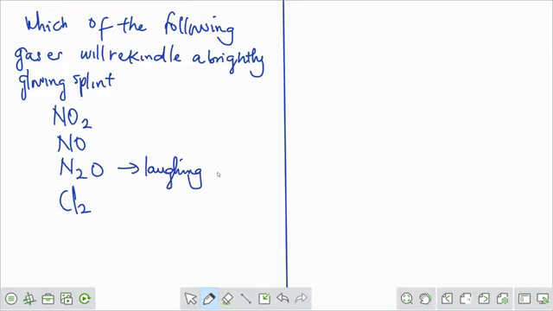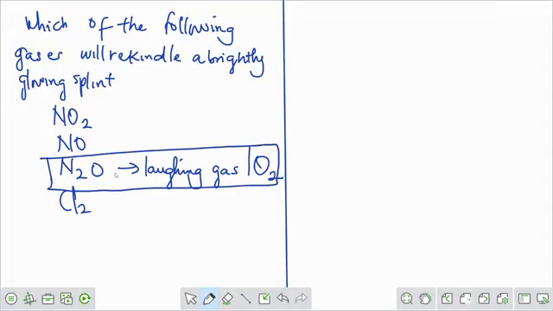So it rekindles a glowing splinter. We have two gases like that: oxygen, and also nitrogen(I) oxide, called laughing gas, N2O. Both of them rekindle glowing splints. So take note of that.